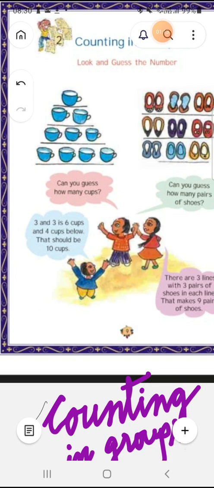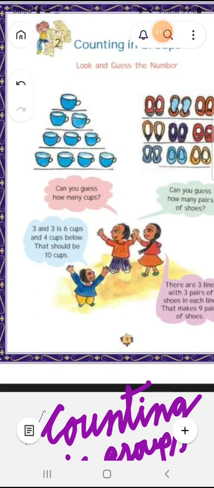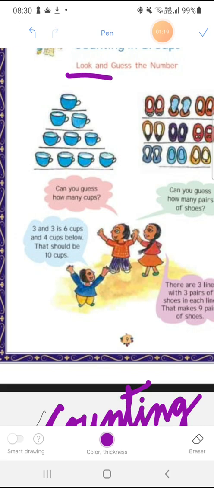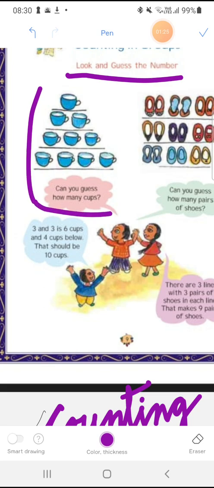Okay, the first question for you, look and guess the number. Now this is your first question. Can you guess how many cups? Now how shall we count it?